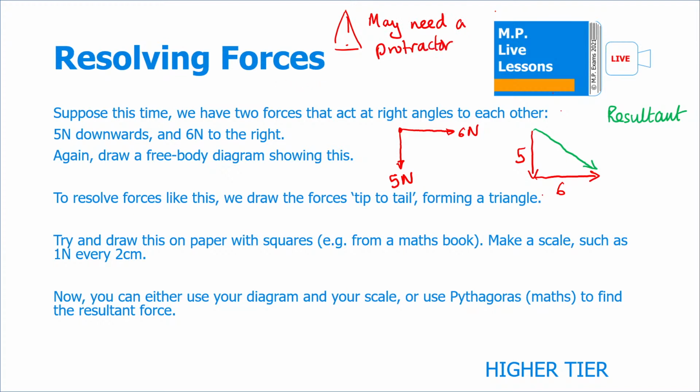In this case, I'm going to do the maths method, which is going to be a bit more accurate. So overall, the resultant force, its magnitude or size, would be this squared plus this squared, and we take the square root. This gets us the root of 61, so we get about 7.81 newtons. And I've given that to three significant figures.